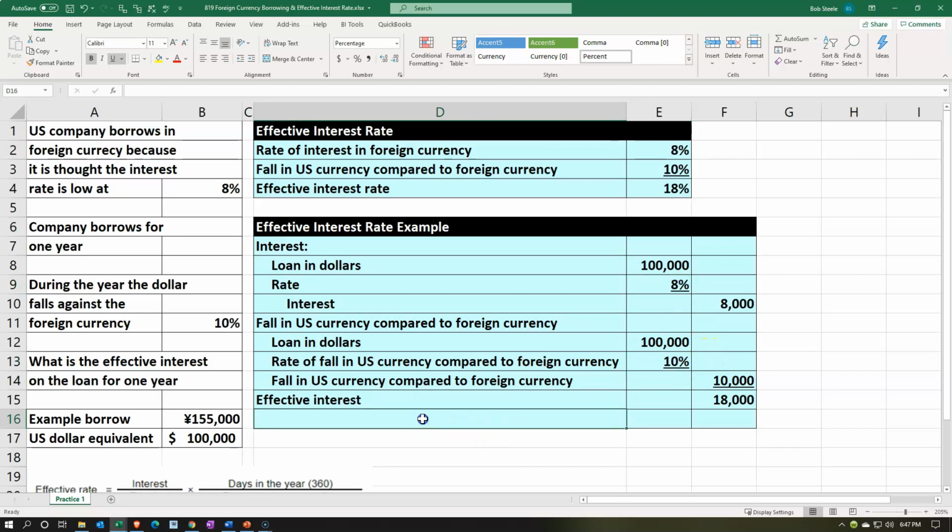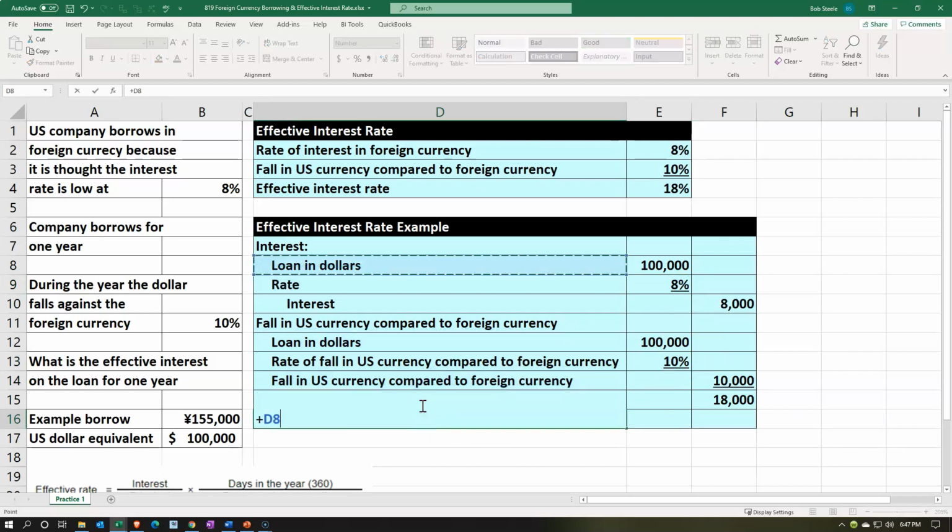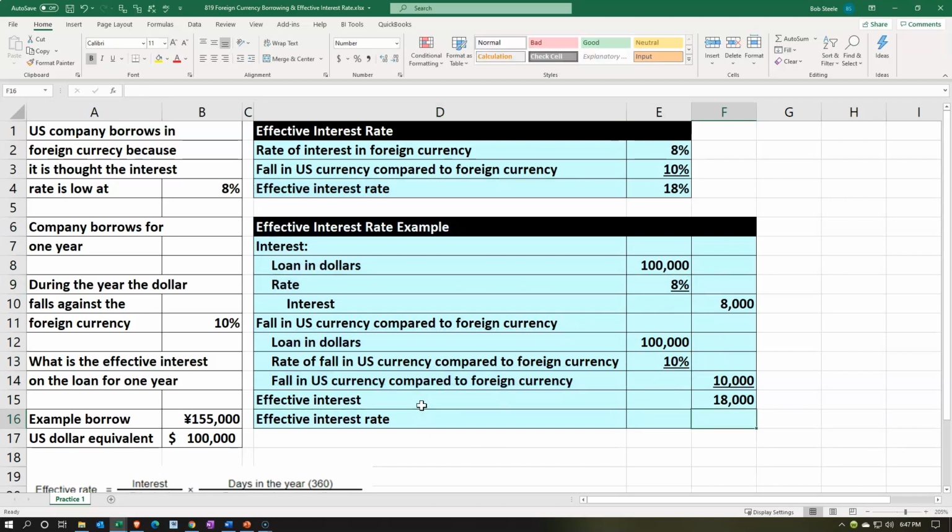And then we can recalculate the effective interest rate again. So we can say the total effective interest rate is going to be equal to the 18,000, the total cost of the loan, divided by the loan amount in US dollars, because we did this whole thing in US dollars. We're going to say Home tab, Number Group, percentifying it, and there's our 18%. Is it even? Yeah, it's even. 18% once again.